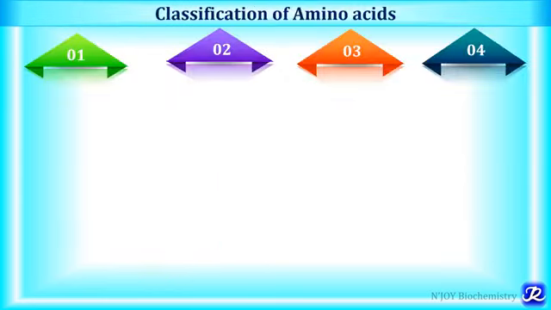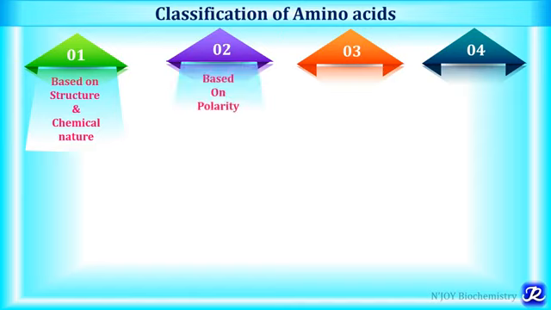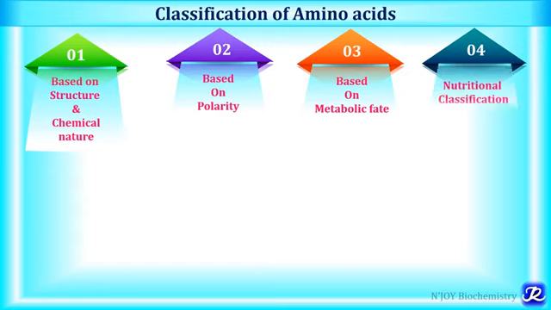Amino acids can be classified in 4 different ways. The first classification is based on structure and chemical nature of amino acids. The second classification is based on polarity or solubility. The third classification is based on the metabolic fate of the amino acid. And the fourth classification is based on nutritional requirement.